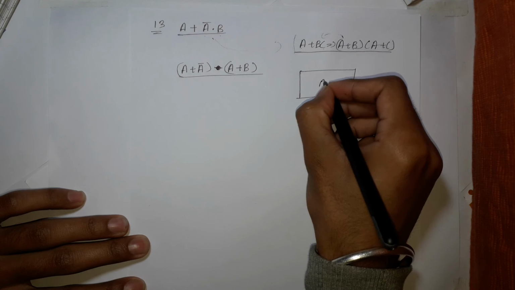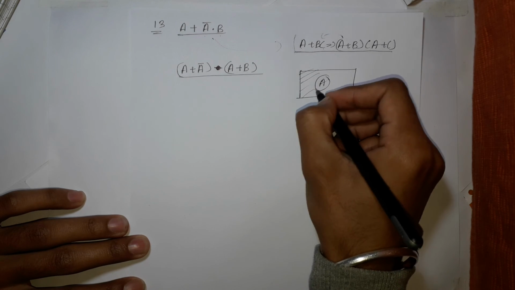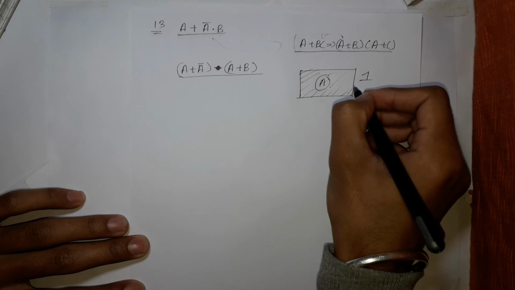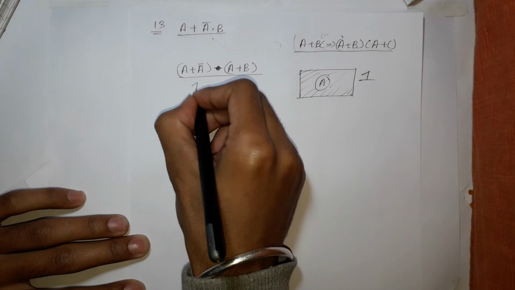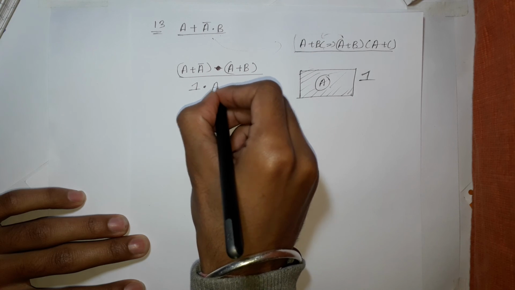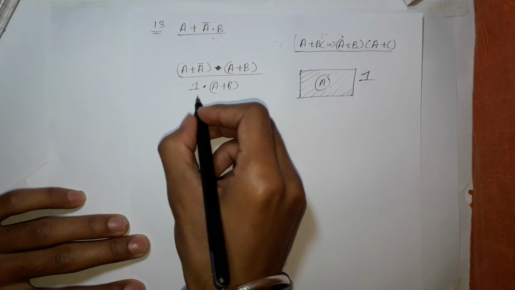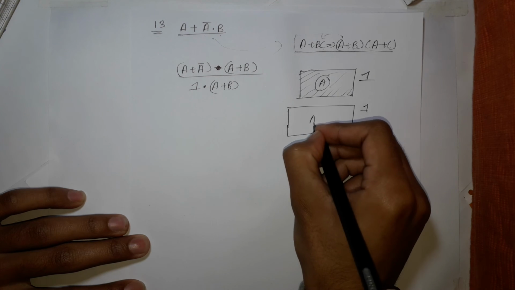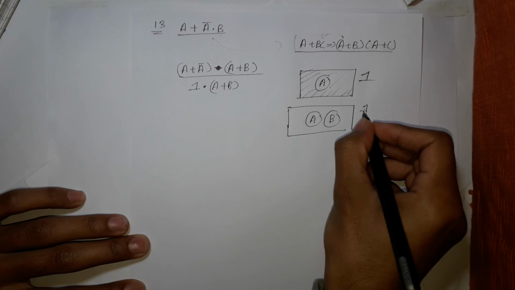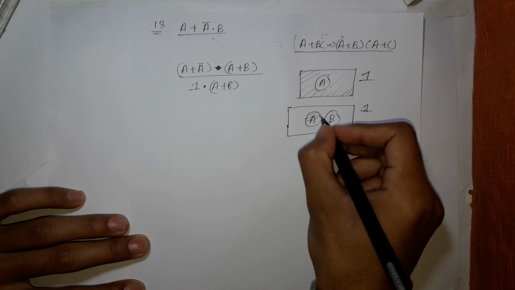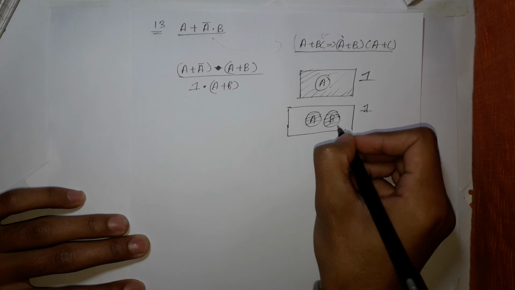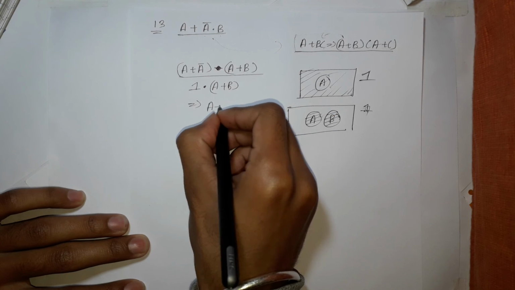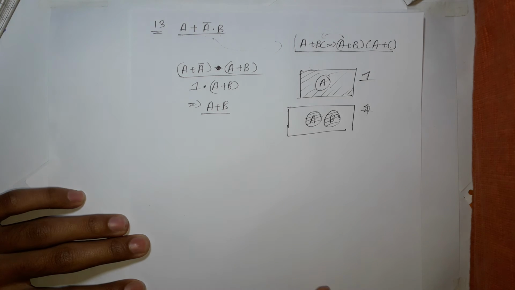Okay, now what is A or A bar? We know this is A and this is outside A. So their ORing gives us 1. That is, the total region covered by A and A bar is nothing but 1. So this is 1 and A or B. Now what is common between 1 and A or B? It is the only portion common between 1 and A or B, so the output will be A or B. I hope this is clear.